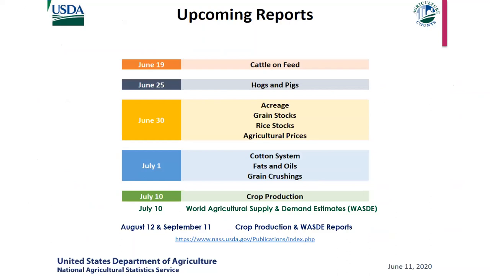We have the June 30th acreage and grain stocks reports. The possibility of moving the corn market some if there's an acreage surprise to the downside on the stocks number. I think what we're watching there will be in essence how feed usage held up in the midst of all the coronavirus impacts on the livestock industry.